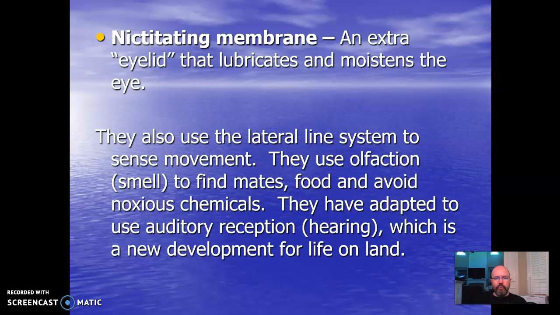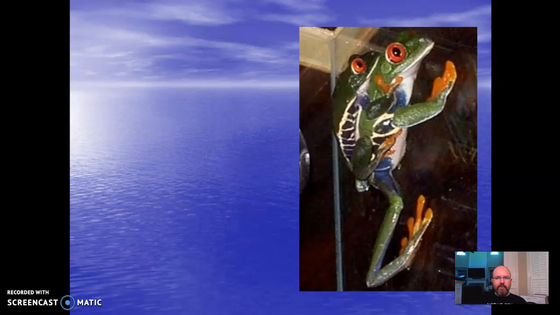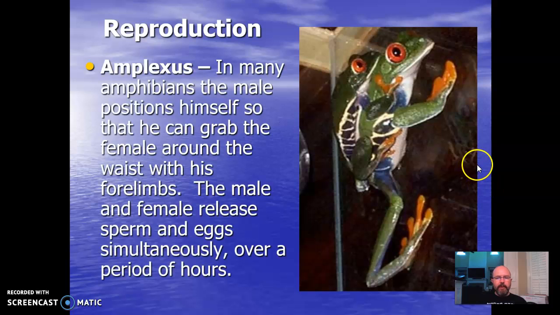They've adapted auditory reception, hearing. Sound is slowed down tremendously when it's in the air, and so as a result, hearing is much more important for living in land-based environments, which is a new development for life on land, because if you live in the water, sound transmits so fast it's not useful. We'll see a little bit more of that in just a moment.